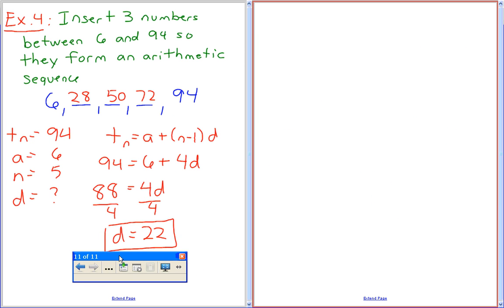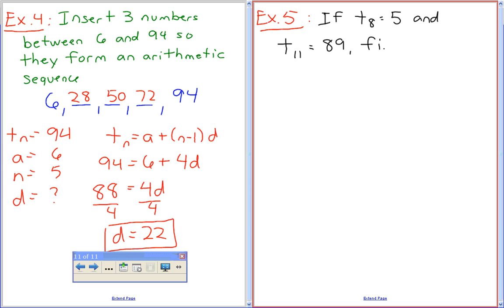This one I want you to think about. This is example 5. It says, if T8 equals 5 and T11 equals 89, find T40, assuming this is an arithmetic sequence.